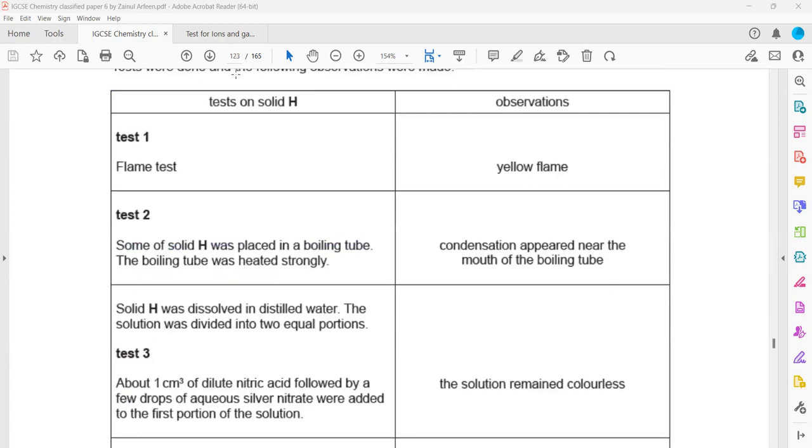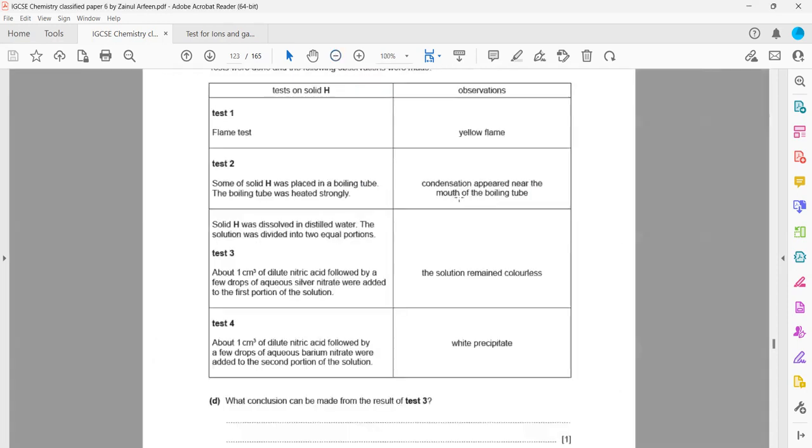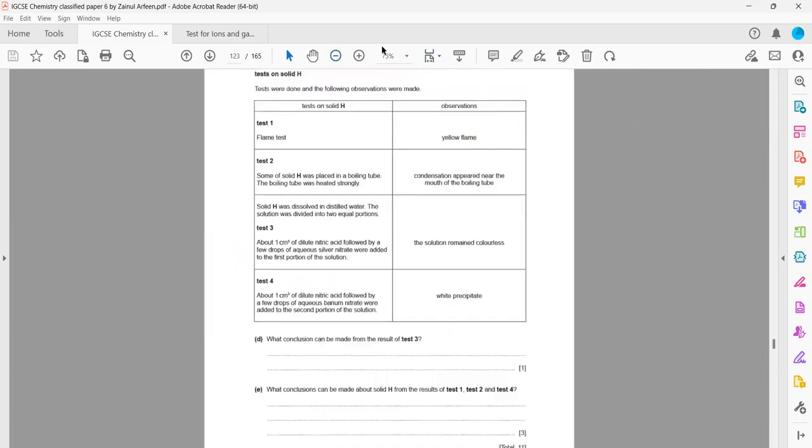Then H was there. A flame test is done. H gives a yellow flame, which gives an idea that there is a sodium ion. When we heat, condensation appears, so this is a hydrated crystal. Nitric acid followed by silver nitrate solution remains colorless, so there is no halide: no chloride, bromide, or iodide. And with acid, there is a sulfate. So sodium sulfate.